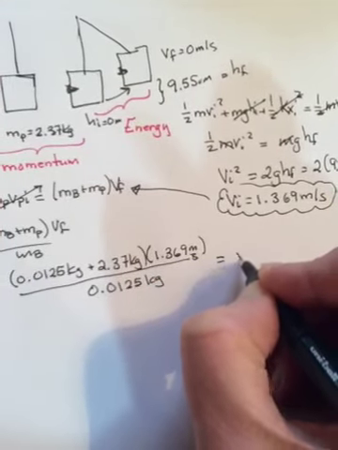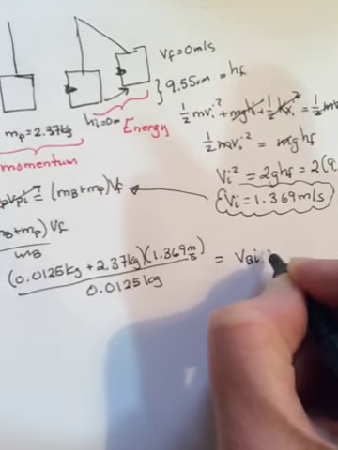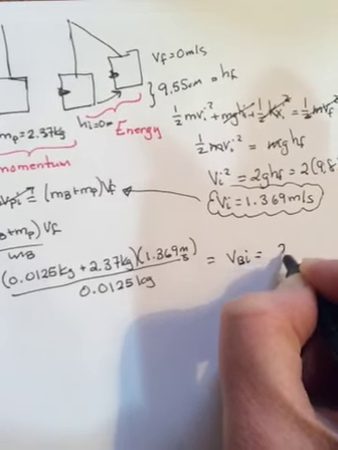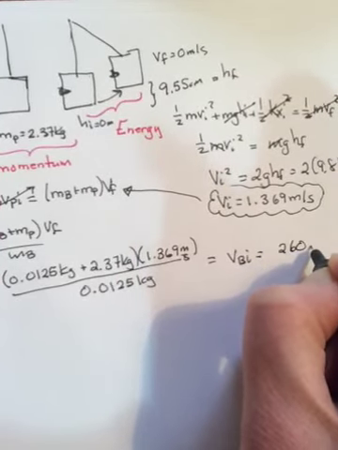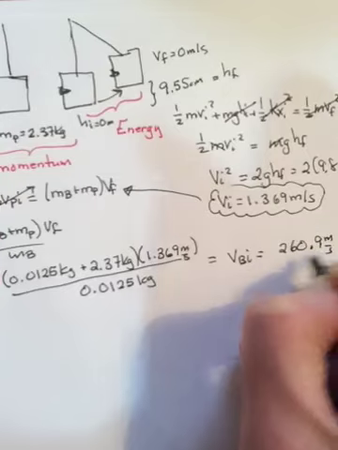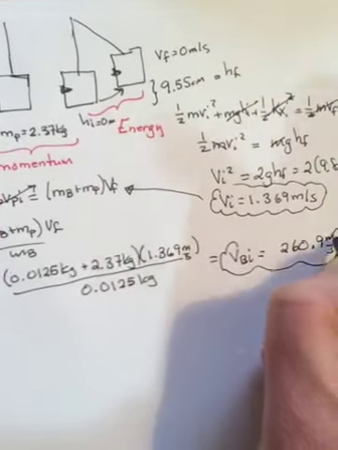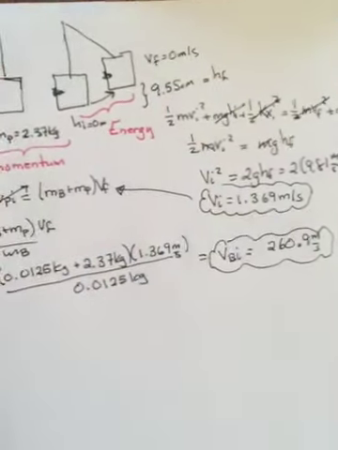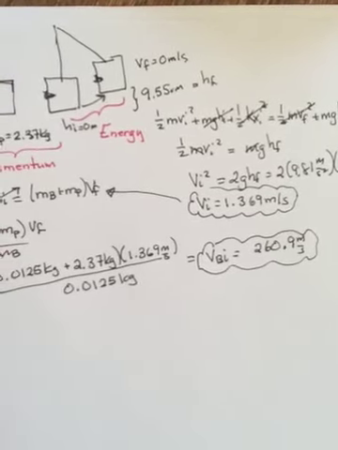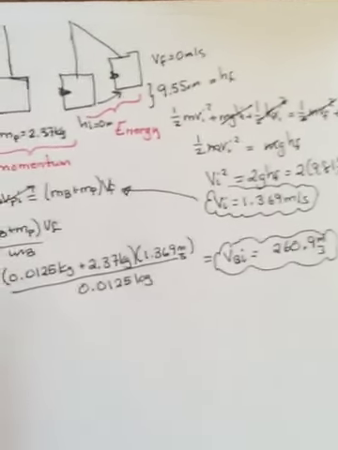Do the math and get the initial velocity of the bullet to be 260.9 meters per second, which you might think seems crazily big, but that's why you don't stand in front of a bullet, because it is crazily big.